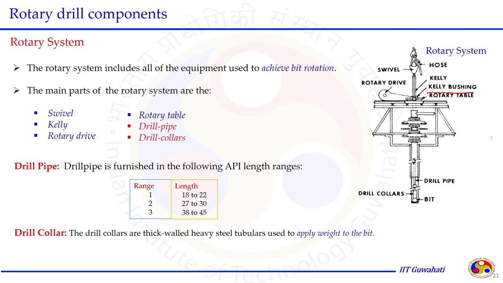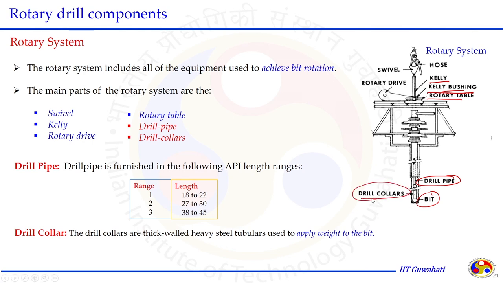So this picture is showing the kelly bushing, rotary table, and rotary drive. So the engine is giving the rotation motion. That rotation motion is converted into the drilling upward and downward motion with the help of the kelly bushing. And at the bottom side, these are the drill pipes, which have the bit connected at the bottom, and the bottom part of the drill string is called the drill collar.